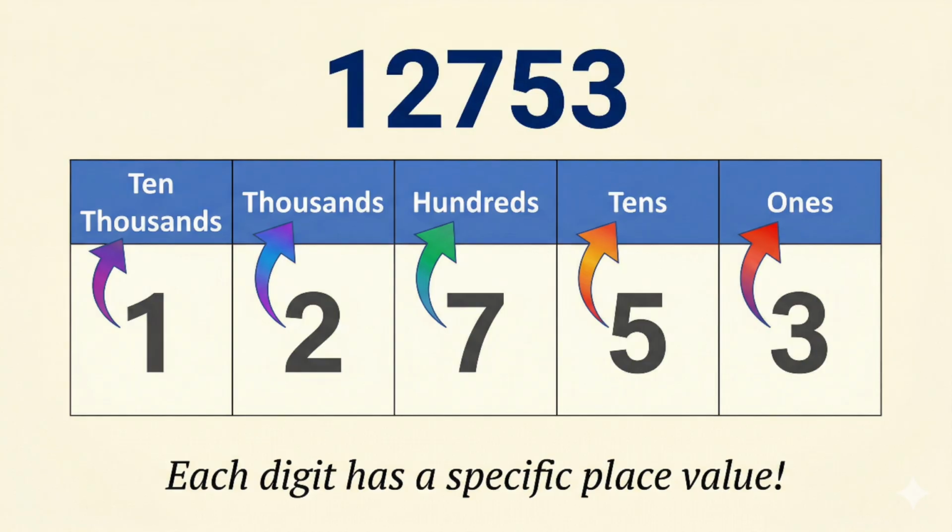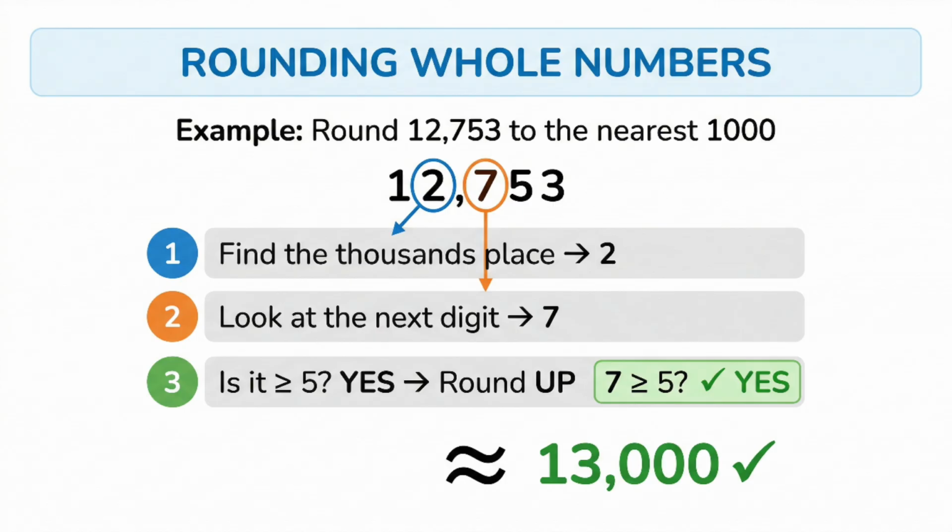The number 12,753 has 5 digits. The 3 is in the ones place, 5 in the tens, 7 in the hundreds, 2 in the thousands, and 1 in the 10,000s. You learned this in primary school, but we need it fresh in your mind for what comes next. Let's round 12,753 to the nearest thousand.